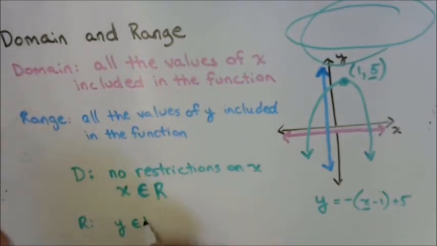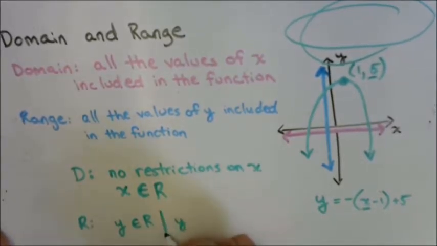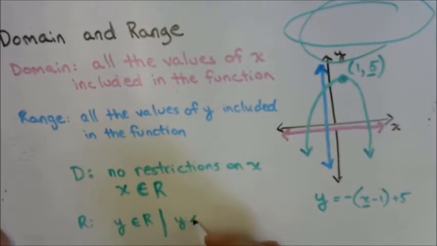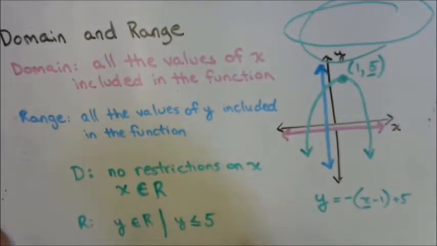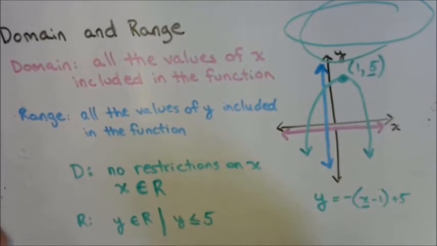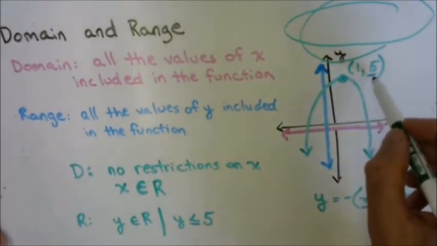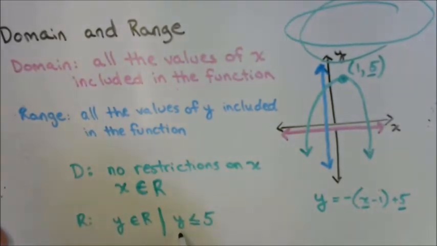Well, y belongs to the set of real numbers as well, but this long straight up and down line means such that: y belongs to the set of real numbers such that y is less than or equal to 5. So the range of this function is y is less than or equal to 5. And we got that right here because we know its vertex is at y equals 5, and we know it opens down. So there's no green value greater than 5. 5 is the greatest value. So all the other values of y are less than or equal to 5.